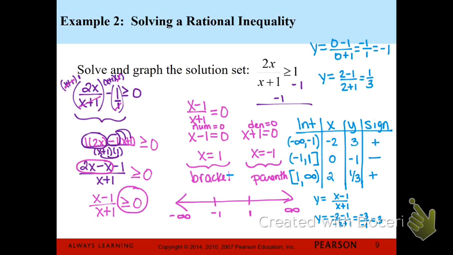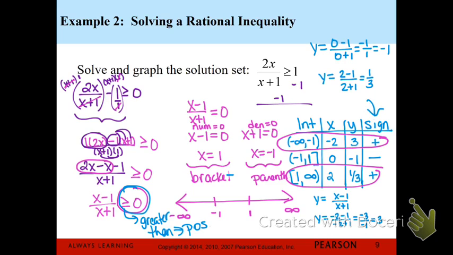Now go back to where you had that simplified inequality. Greater than, right? What kind of numbers are greater than? Positive. So go look in your table in the sign column, and we're looking for positive numbers. Do we have any? Yes. We got a positive there and a positive here. So there's my two solutions. So negative infinity to negative 1 with a parenthesis, union 1 with a bracket to infinity with a parenthesis, and then just shade those on your number line.